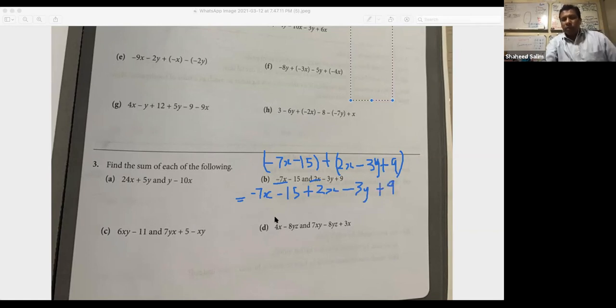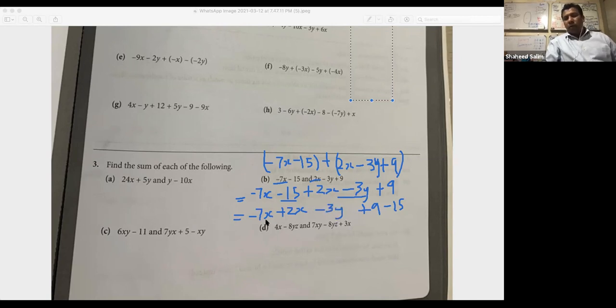So how to rearrange? Put all the numbers at the back. This 15, you bring it down here, whole minus 15 there. So down here, the last one is plus 9, minus 15. The x terms you put in front: minus 7x, then plus 2x. And then y: there's only one y here, minus 3y. So we write minus 3y.